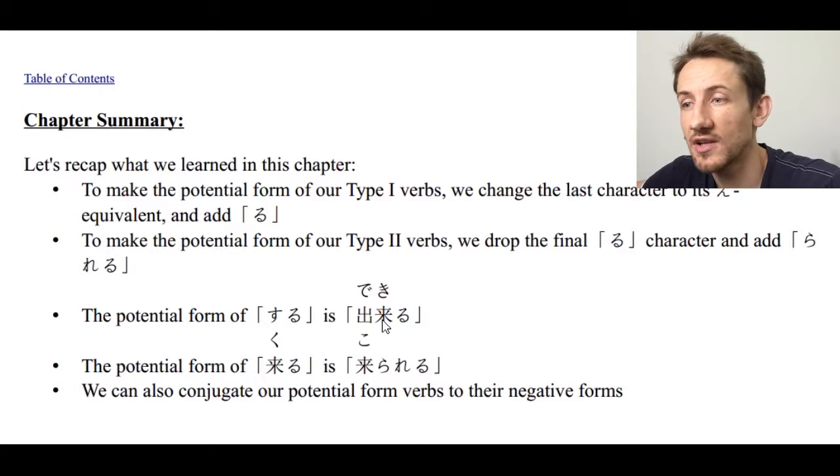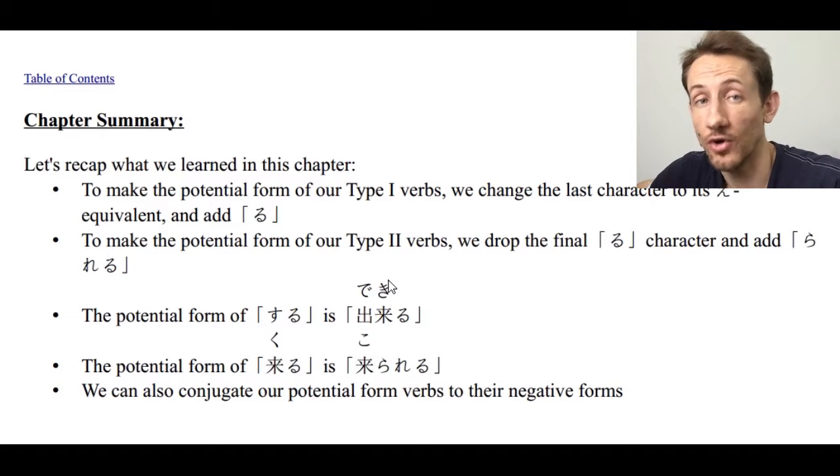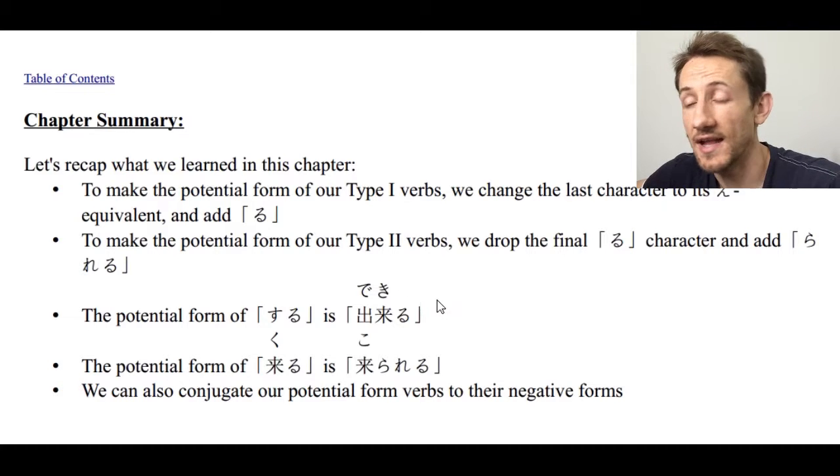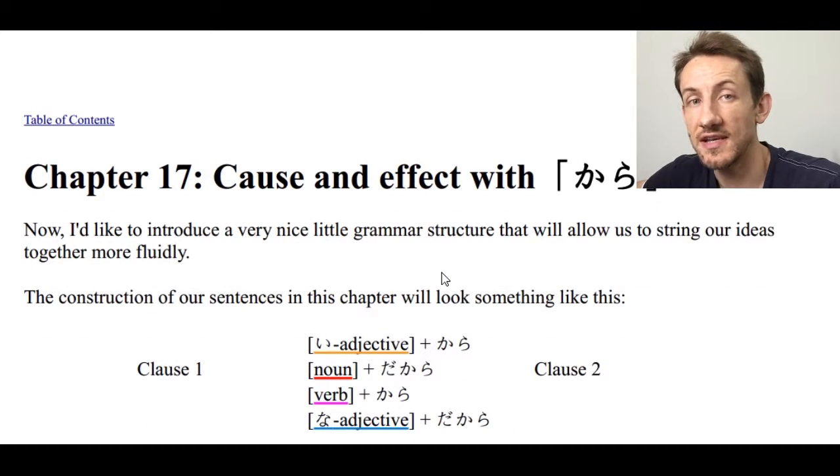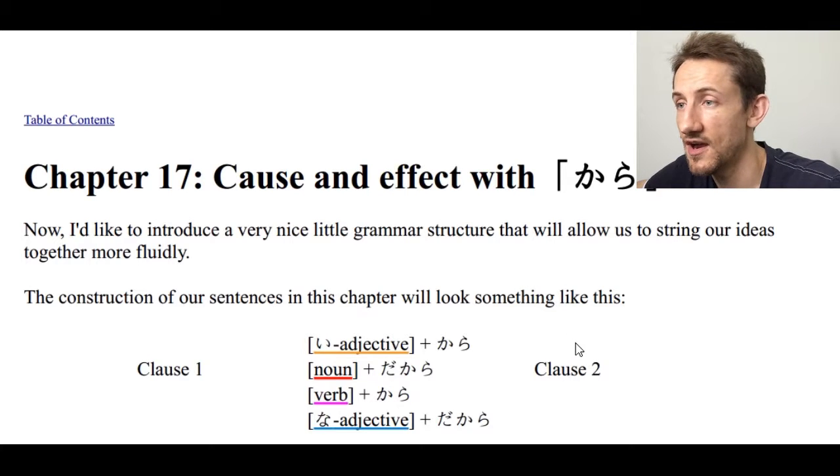And we also learned that we can conjugate potential form verbs to their negative form. So we can say korarenai, koraremasen, dekinai, dekimasen. So we can conjugate our verbs any way that we've learned up till now. Next time we're going to look at chapter 17, where we'll learn how to express cause and effect. This is a really, really useful lesson if we want to start making longer, more complex sentences. We'll learn how to use kara to express cause and effect.